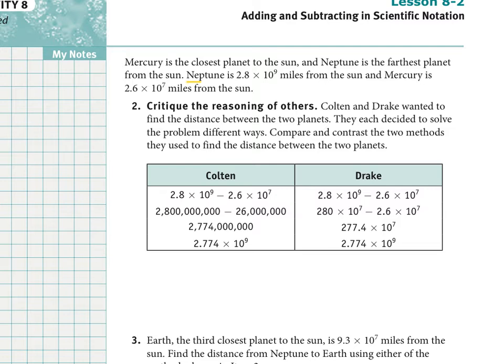Neptune is 2.8 times 10 to the ninth miles away, and Mercury is 2.6 times 10 to the seventh. Colton and Drake wanted to find the distance between the two planets. So we're going to have to subtract their distances from the sun, right? The distance between the two is found if we subtract them. They each went about it different ways. Colton's strategy here, 2.8 times 10 to the ninth minus 2.6 times 10 to the seventh, was method one, where we convert each to standard form by moving the decimal, and then actually subtract the numbers, and you'll get 2,774,000,000.